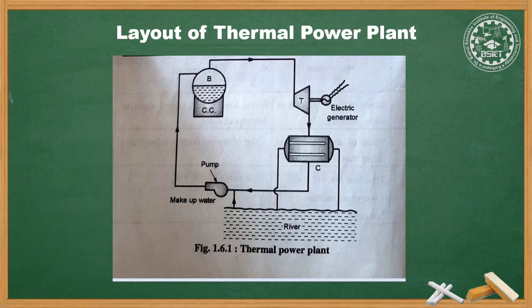Thermal power plants are nowadays usually used in the sugar industry, in sugar mills, for processing sugar and for generating power from the boilers.